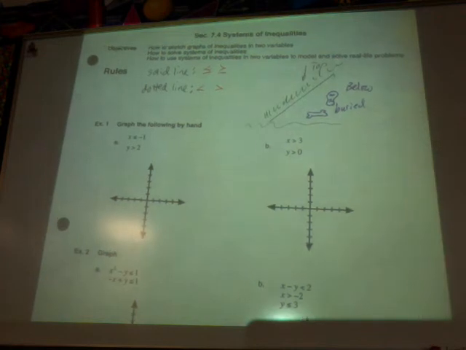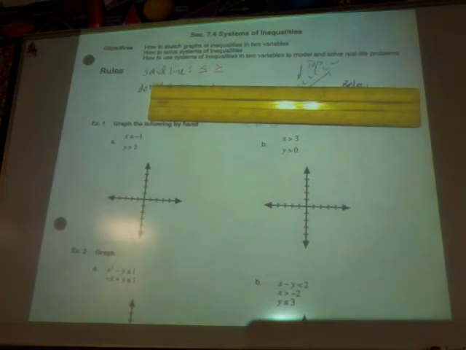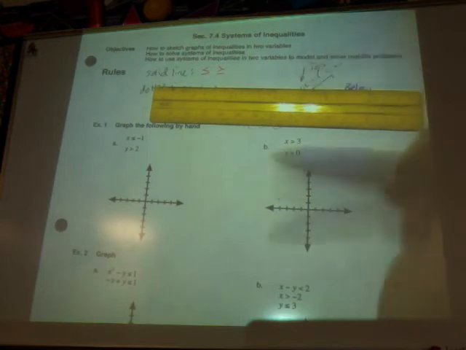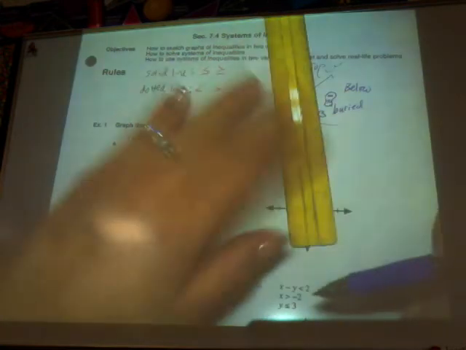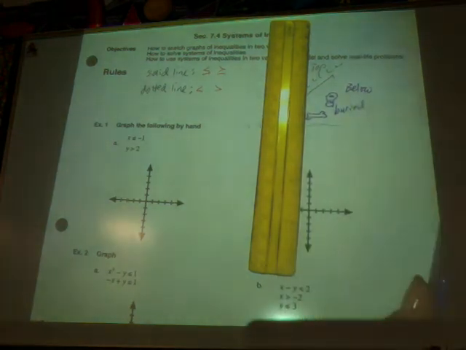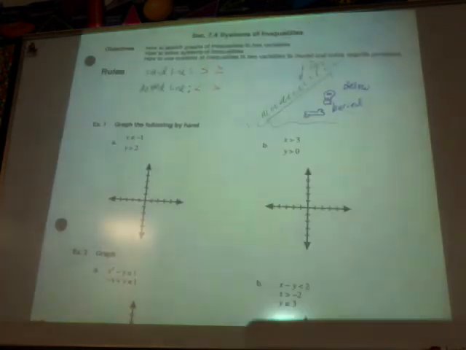Okay. Then you think of the number line. If you have a perfectly horizontal line, positive is above, negative is below, right? So this would be above the line, this would be below the line, right? Vertical line, greater than, numbers are greater than to the right, aren't they? And numbers are less than to the left. So there's your rules in a nutshell.